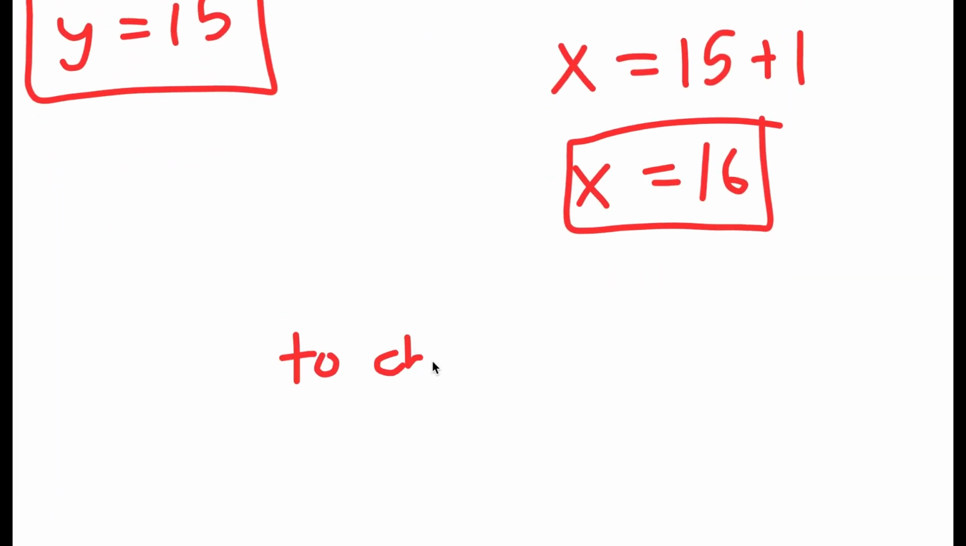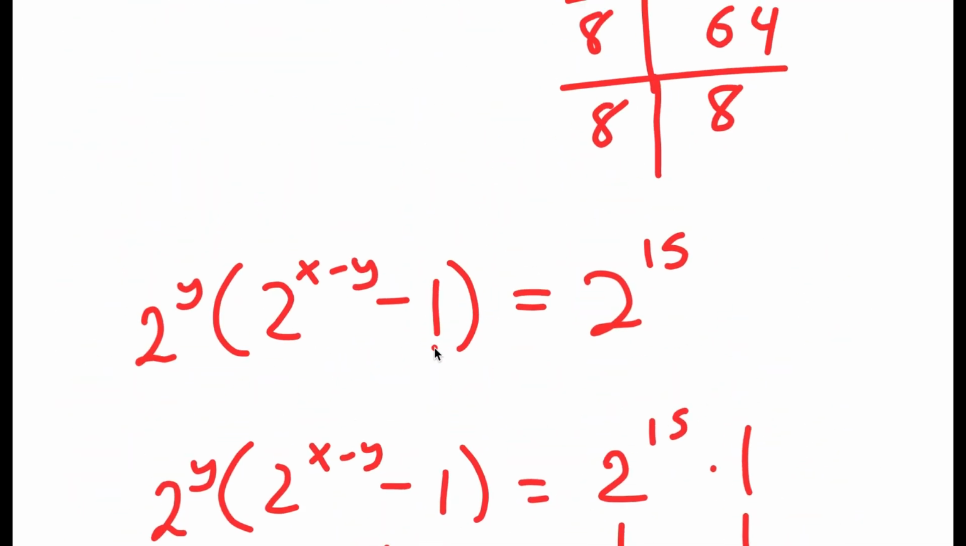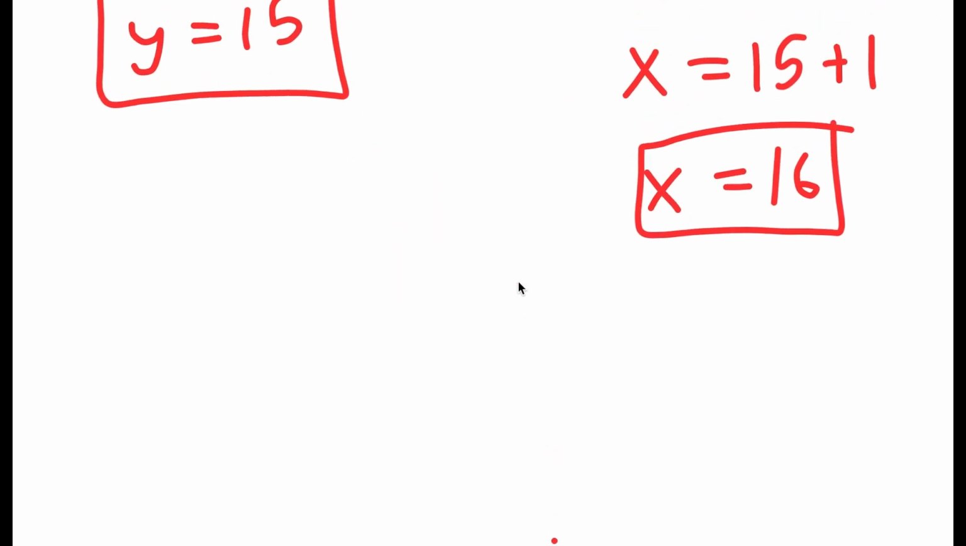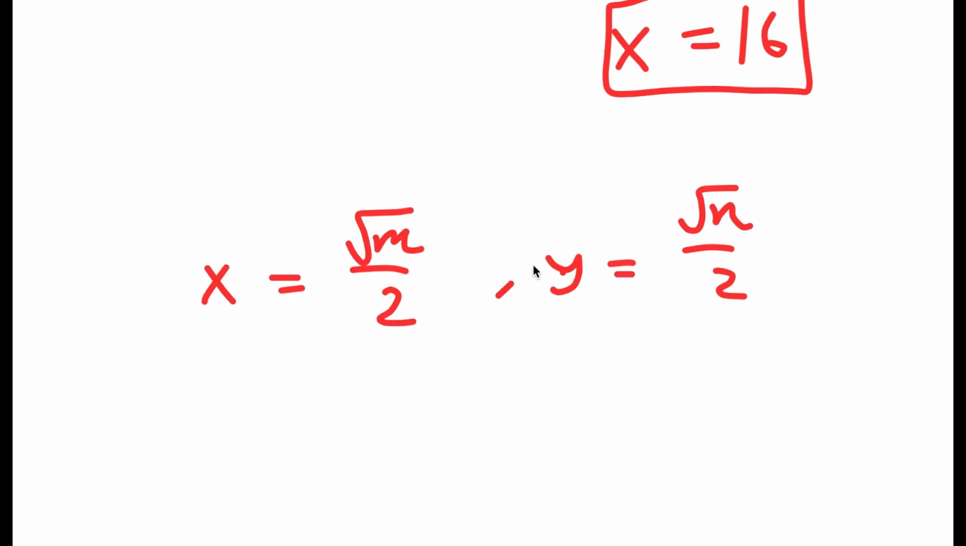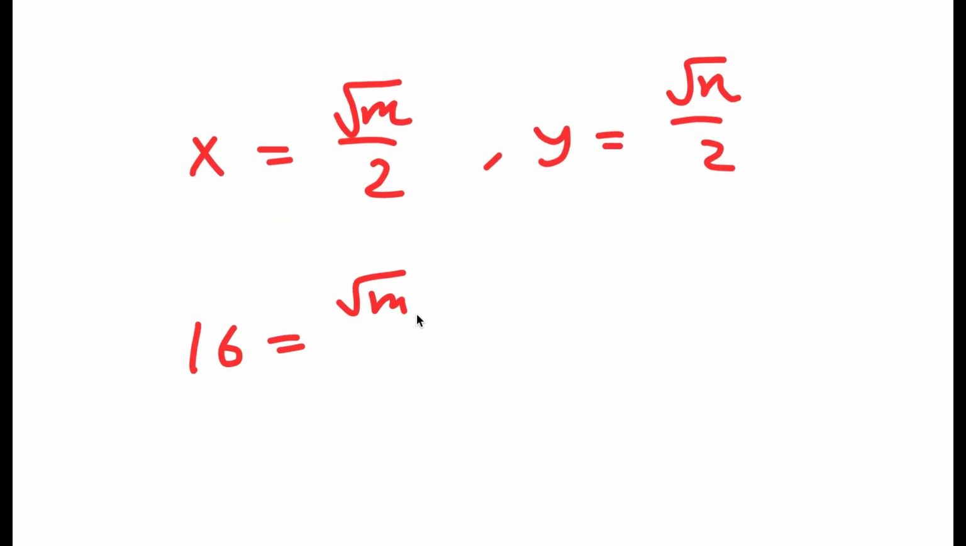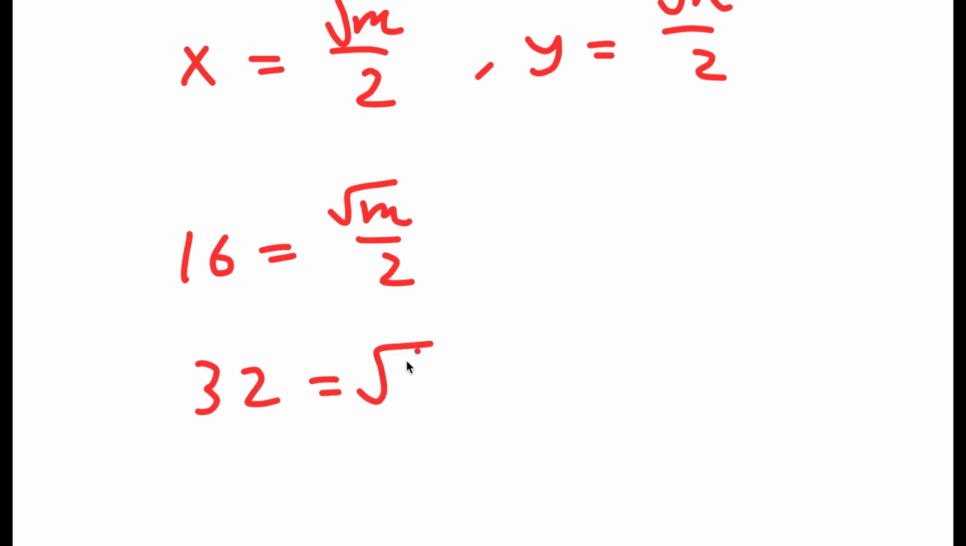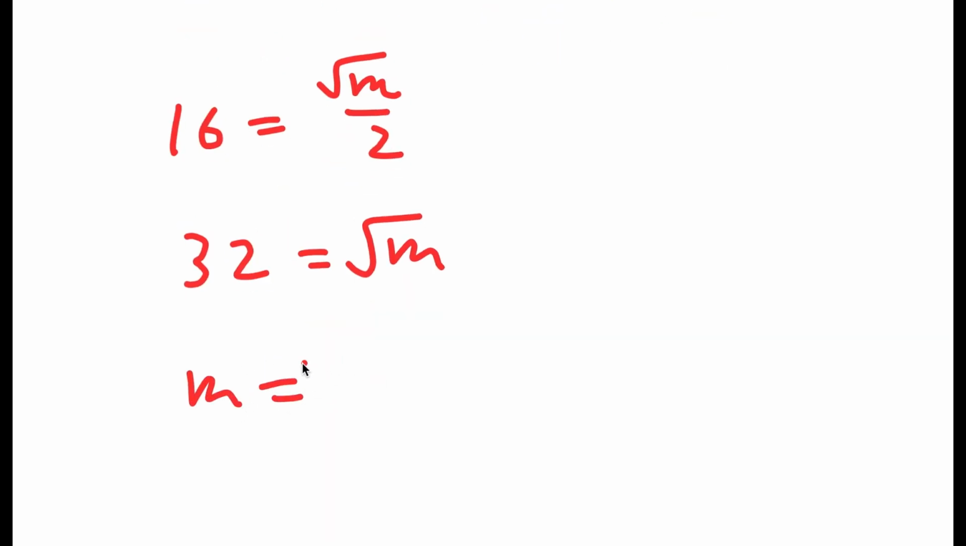Now, before you guys leave, let's check this real quick. Actually, sorry, before even checking, we're going to plug in the values to find m and n, because that's what we're solving for. Recall x is equal to the square root of m over 2, and y is equal to the square root of n over 2. So I have 16 is equal to the square root of m over 2, meaning 32 is equal to the square root of m, and m is equal to 1024, which is 32 squared.